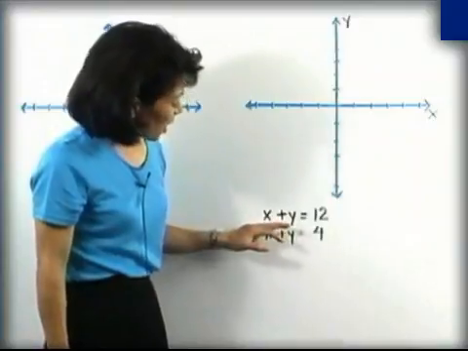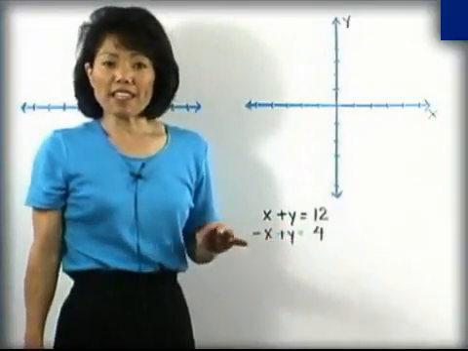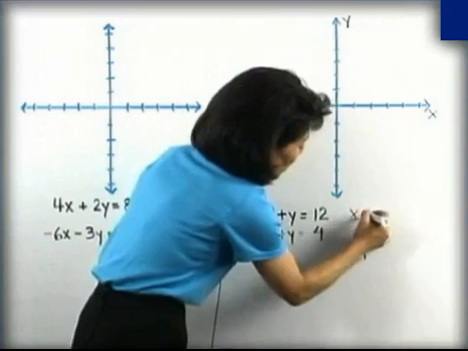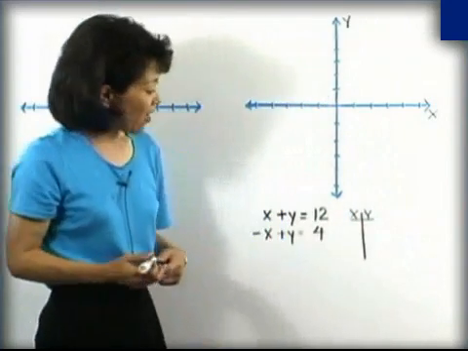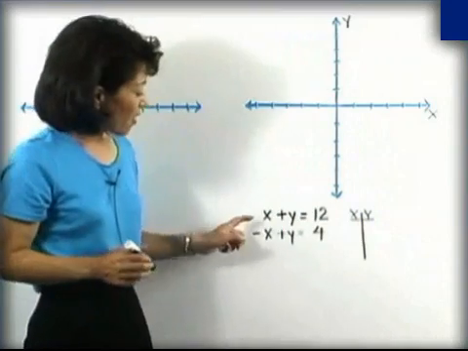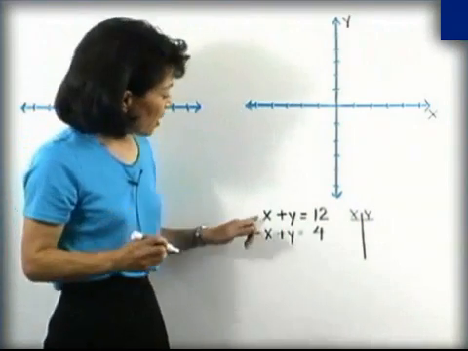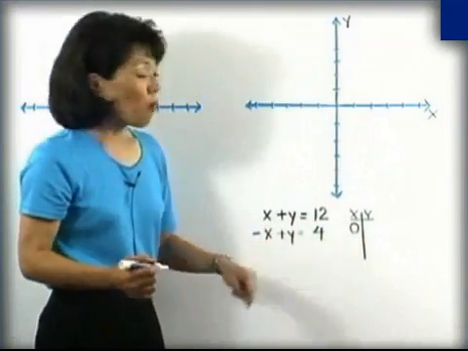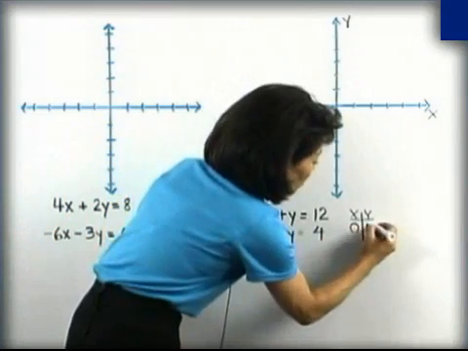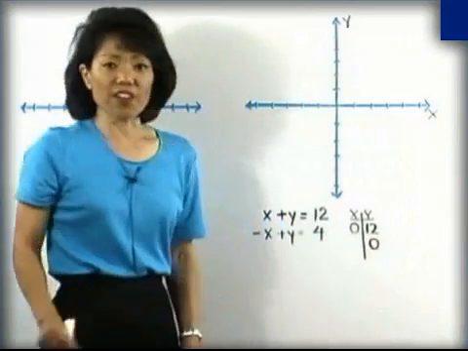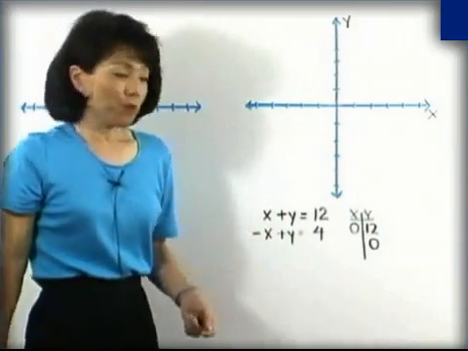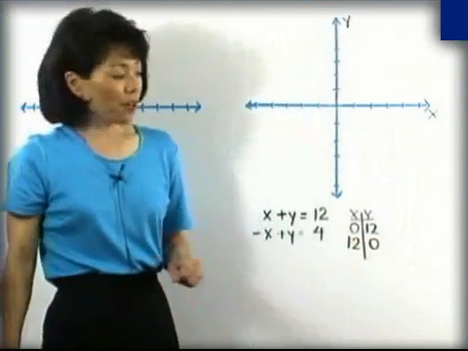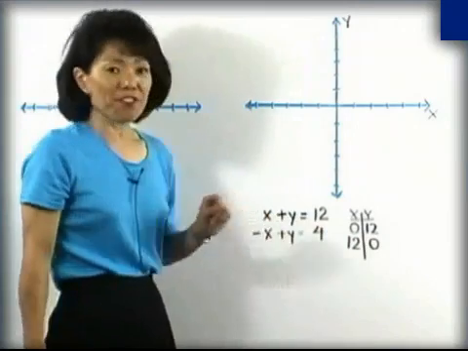To graph this first equation, x plus y equals 12, probably the easiest method would be to use our T-bar of values and find 2 ordered pairs that make this equation true. The easiest values I can choose are probably x equals 0, because if x is 0, y is 12. And I can let y equal 0 as well, and when y is equal to 0, I can easily see that then x is equal to 12. So I have the 2 ordered pairs, (0, 12) and (12, 0). Those 2 ordered pairs lie on my first line.